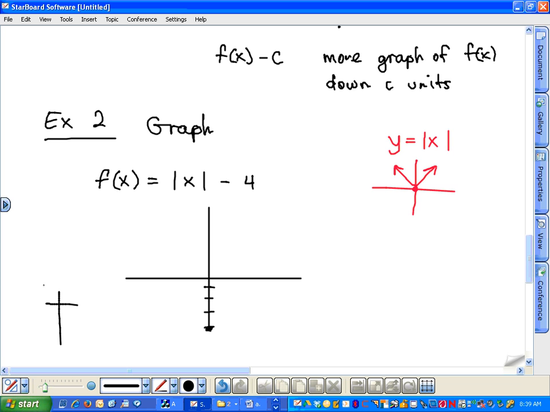We've got to find some x and y points. We know that one point is 0, negative 4, so let's let x equal 1. These graphs are symmetric as well. Absolute value of 1 is 1, minus 4 is negative 3, so 1, negative 3. That point gets reflected to negative 1, negative 3.